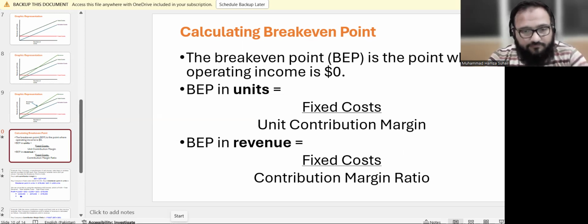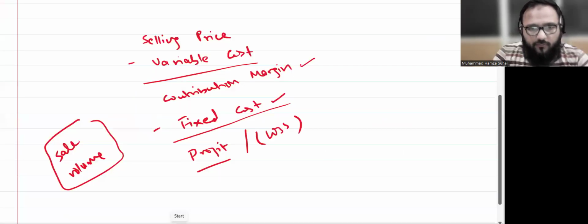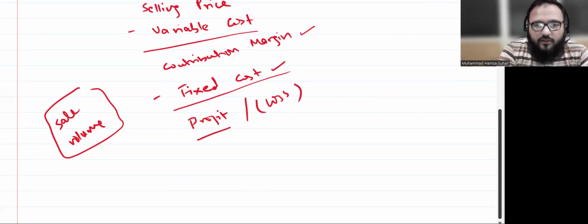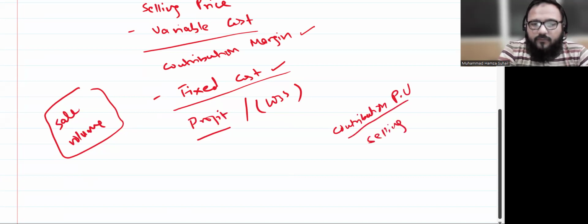For this purpose, we have another important formula, and I think I was not able to tell you guys about it, so let me revise the concept of contribution to sales ratio. If contribution per unit is divided by the selling price per unit, or the total contribution, which I'm abbreviating over here as T cont, is divided by the total sales, which I'm abbreviating over here as T dot sales.